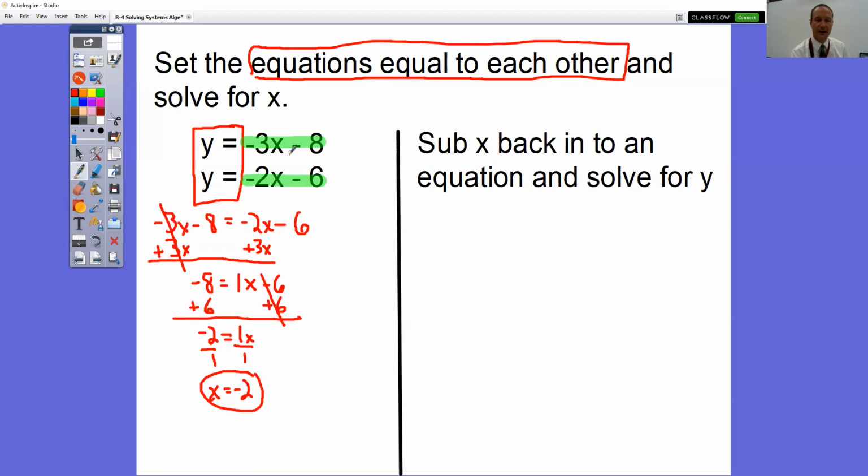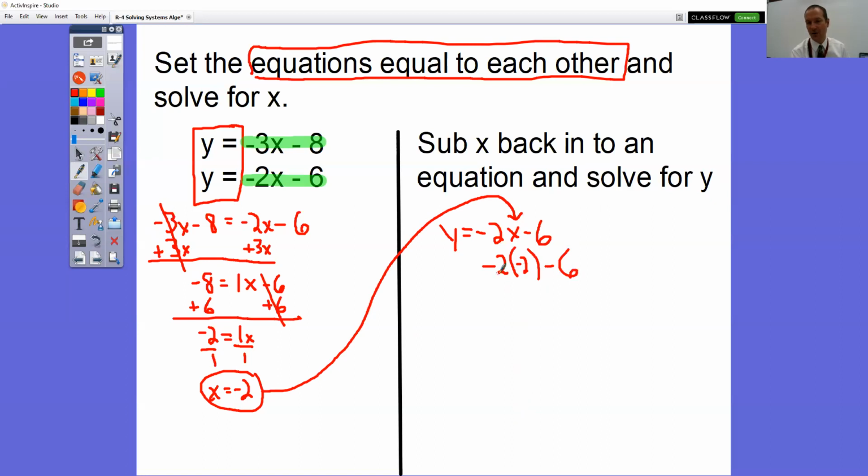So again, all that we did here was set our 2 equations equal to each other, and then we just solved that equation. So we got x equals negative 2. The next step in every single question is to sub it back into one of the 2 equations so that you can find your y. You have your choice which equation you want to use. I like using the equation that has the least amount of negatives and the smallest numbers. So I'm going to take this x equals negative 2 and sub it in for x. So instead of negative 2 times x, I have negative 2 times negative 2 minus 6.